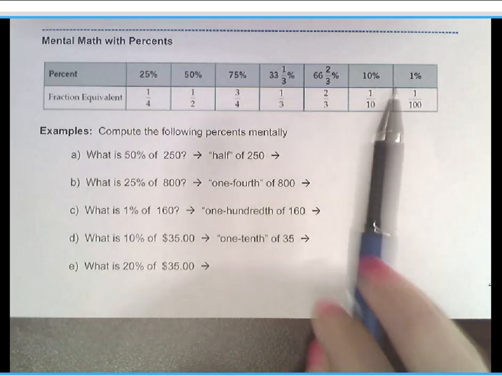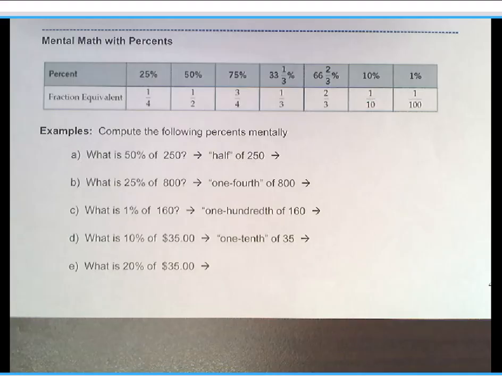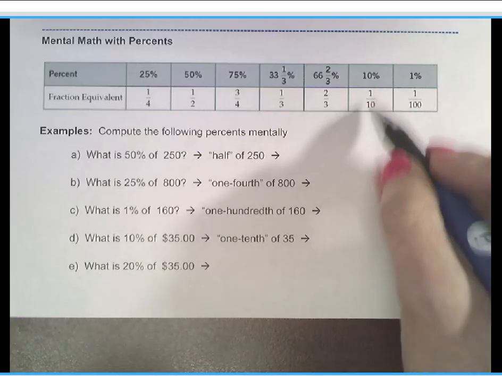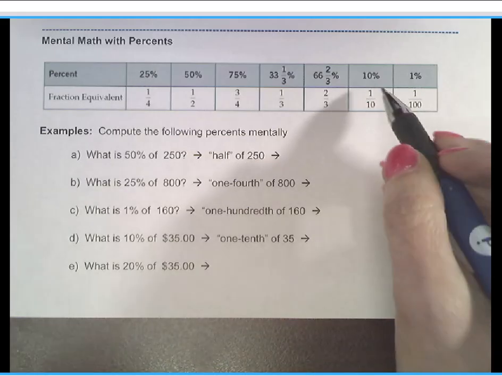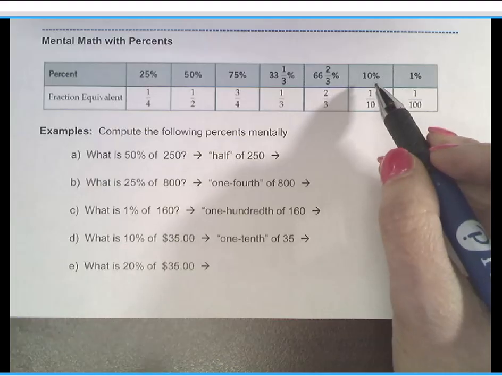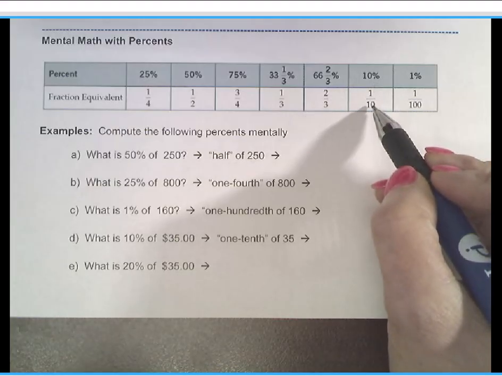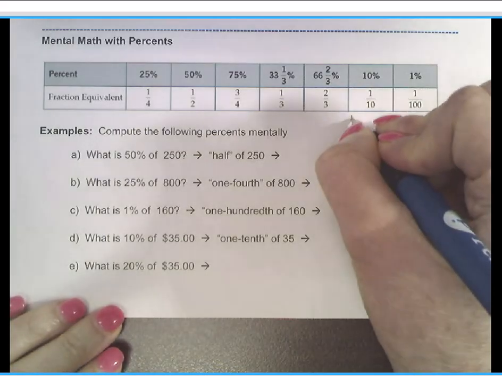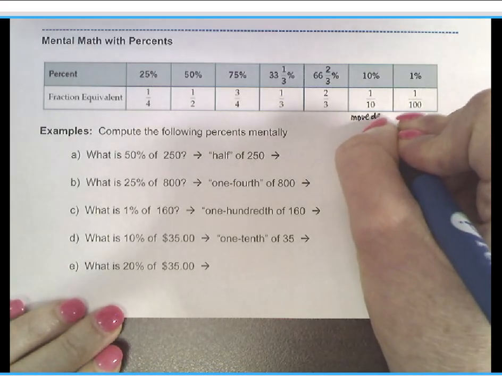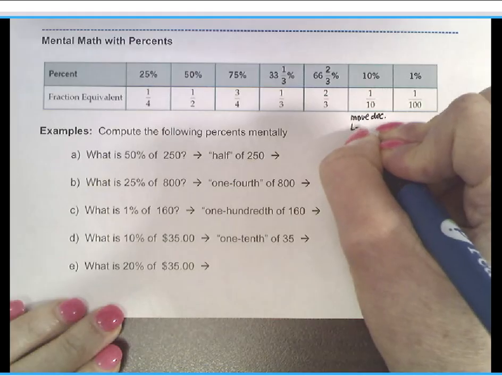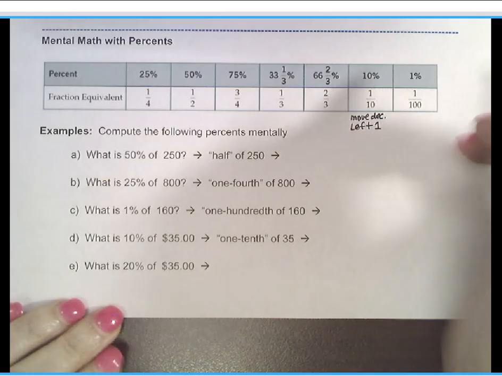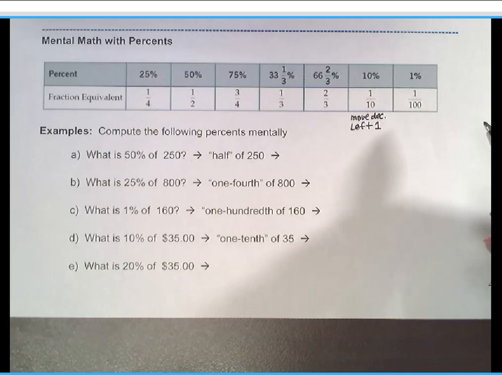But if you can compute 10% and 1% in your head, it's actually pretty helpful. So 10% is the same thing as 10 over 100, which reduces to 1/10. And if you want to multiply something by 10% in your head, when you divide by 10, it moves the decimal one place to the left. So if you just move the decimal left 1, that's multiplying by 10%. Finding 10% of a number, just move the decimal.